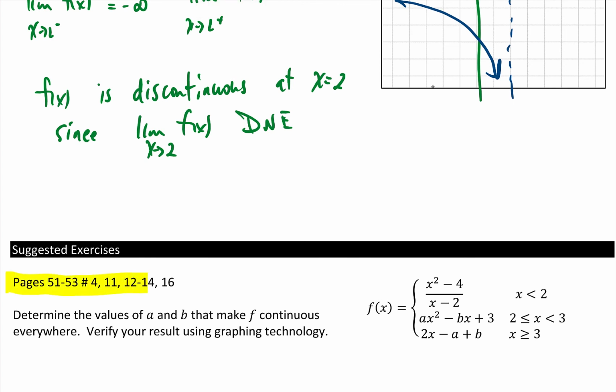So try the following questions from your book, and then I've left you a question. Determine the values of a and b that make this function, f here, continuous everywhere. And then you can verify your result using graphing technology. So again, this is 3 pieces for our piecewise function, and I want to know what values of a and b will make sure that all three pieces join up at x equals 2 and at x equals 3.